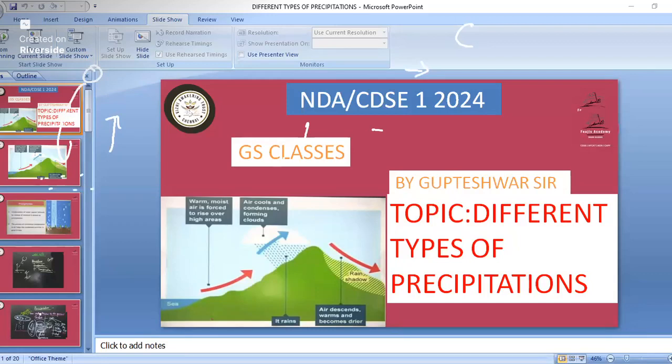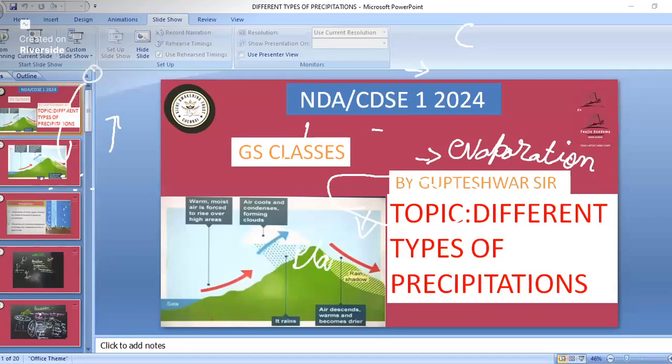So in our atmosphere, water evaporation is happening in two ways. One is normal evaporation: water is changing into water vapor from the Earth surface due to the incoming solar radiation. And another is transpiration. This is also a type of evaporation. Where is transpiration happening? It is happening on the plants' leaves.